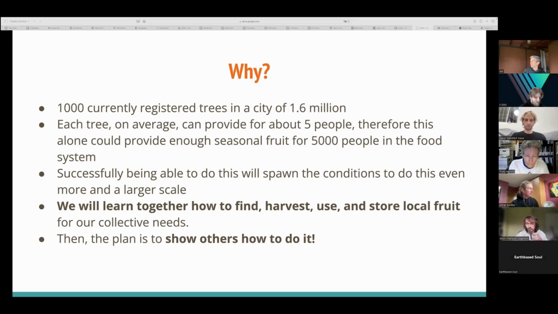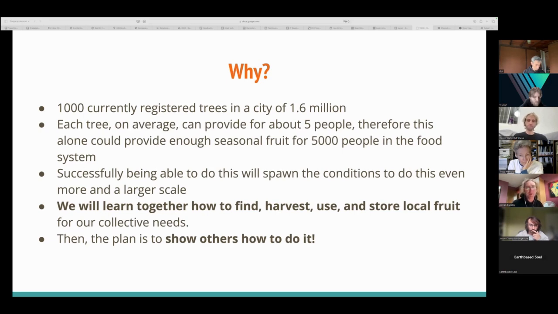Our mission is to learn together to find, harvest, use, and store local fruit for our collective community needs. Then we want to start showing other people how to do it. This is actually really connected with VDAO, for instance, in that we want to see this replicate. Somebody mentioned replicating this on a neighborhood scale, and absolutely, one of our next moves is to start working with our local community associations, dividing this into little manageable chapters and sharing the tools for how that can be done.